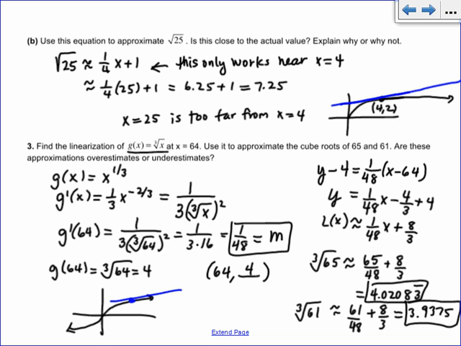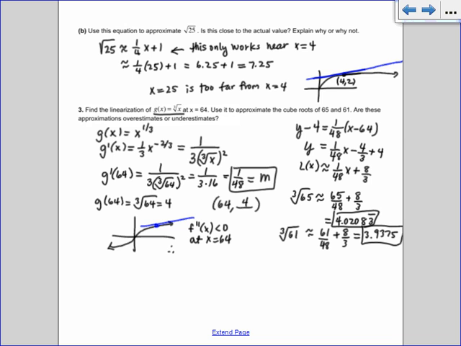Exactly. Yeah, so not because the function's increasing, but because it's concave down. When f of x is concave down, all of the tangent lines are going to be above the curve. Does that make sense? So at 64, our second derivative was negative. It was concave down. So we're going to say f double prime of x is less than 0 at x equals 64. Therefore, we have overestimates. So it's always using concavity when you decide if it's an overestimate or an underestimate. So use concavity.